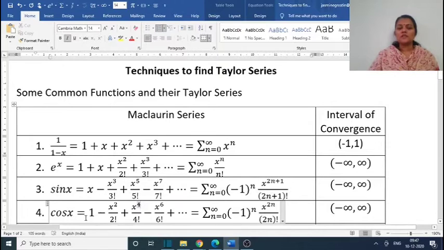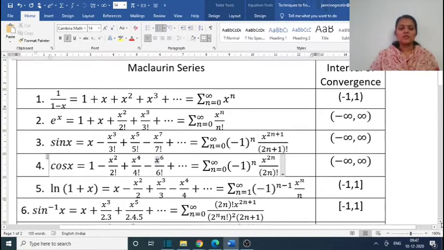And for the cosine series, cos x is equal to 1 minus x square by 2 factorial plus x raised to 4 by 4 factorial minus x raised to 6 by 6 factorial, which is sigma n equal to 0 to infinity minus 1 raised to n x raised to 2n by 2n factorial. This series has even powers, alternately positive and negative, starting with 1, and the interval of convergence is again minus infinity to infinity. And we have 3 more expressions.